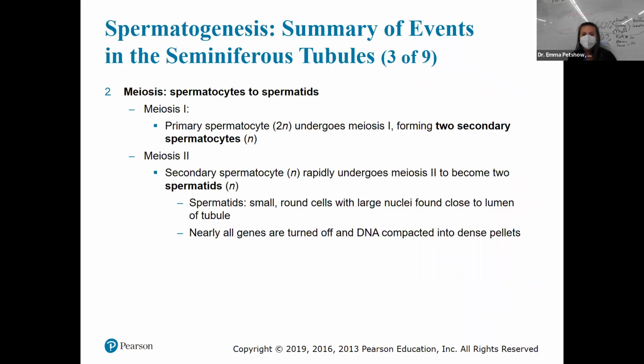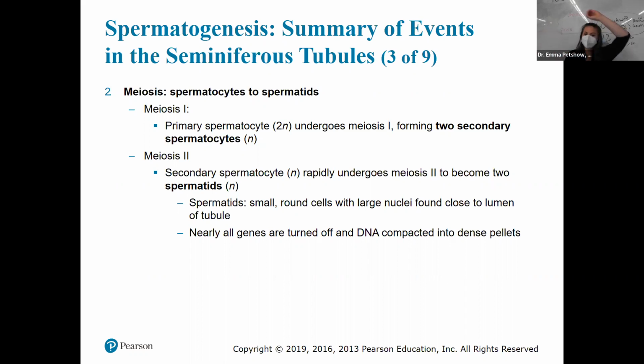Step two then is our meiosis, where our spermatocytes become spermatids. We have obviously meiosis 1 and meiosis 2. So our primary spermatocyte that's diploid undergoes meiosis 1, forming two secondary spermatocytes that are haploid. So we have to form gametes here, right? That's our goal at the end of this. Then we have meiosis 2, where our secondary spermatocyte does meiosis 2 and becomes two spermatids, which are also haploid.